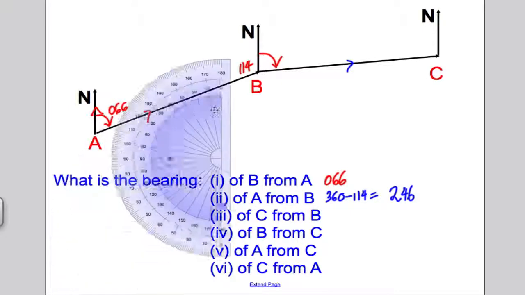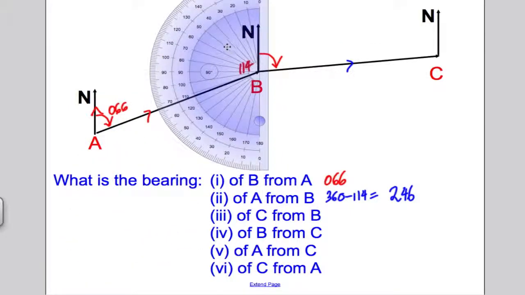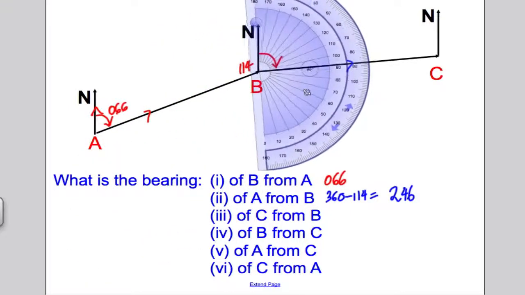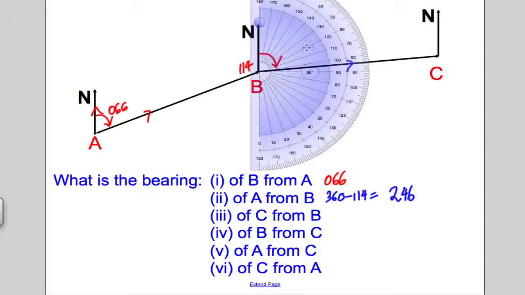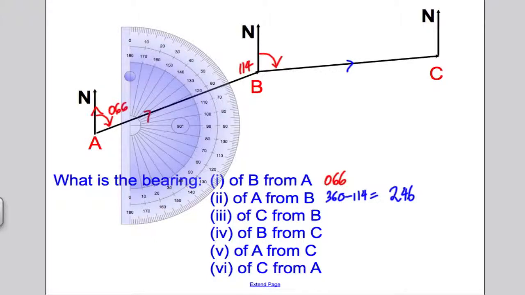Again, protractor out, put it at the 0 point here, twist it round. The 0 is on the outside here. It looks to me like it's about 85 exactly. So this is 85, but we write 085. So the answer for this is 085.